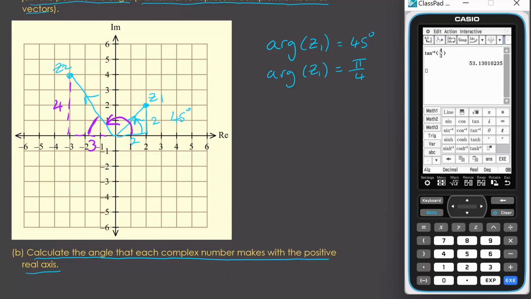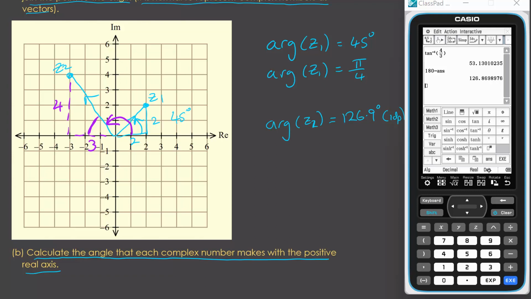Now, clearly, the angle that we want is 180 take away that last answer, and so we'll give that as 126.9 degrees. So we'll say arg Z2 is equal to 126.9 degrees to 1 dp. And that's obviously in degrees.